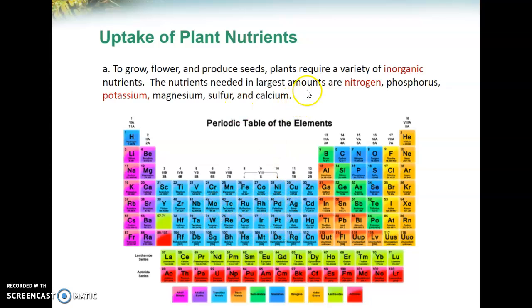Of course, we know the nutrients needed in the largest amounts: nitrogen, phosphorus, potassium are the primary macronutrients, and the secondaries are magnesium, sulfur, and calcium. We can find all those nutrients on the periodic table because they are elements on the periodic table. Here's magnesium, and then over here is sulfur, calcium back over here, nitrogen here, and on we can go. Potassium here, phosphorus here, on we can go. So those are all elements on the periodic table that the plant needs in large amounts.